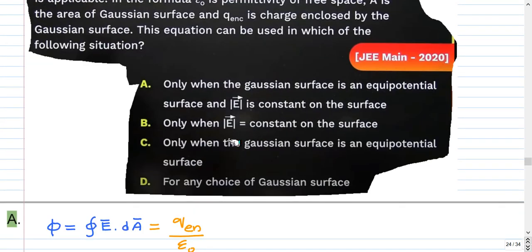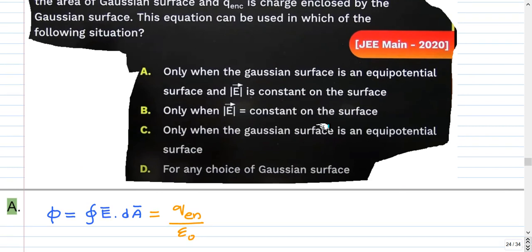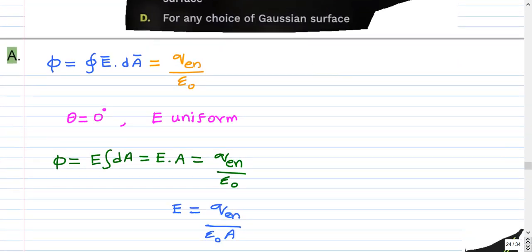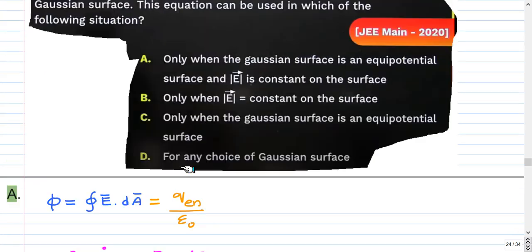Option B, electric field is constant on the surface. When electric field is constant on the surface, the magnitude of the electric field will come out of the integral sign, but there will be a cos theta here. So the integral will become integral dA cos theta, which need not be the total area. It might be different from the total area in general. So option B is not true.